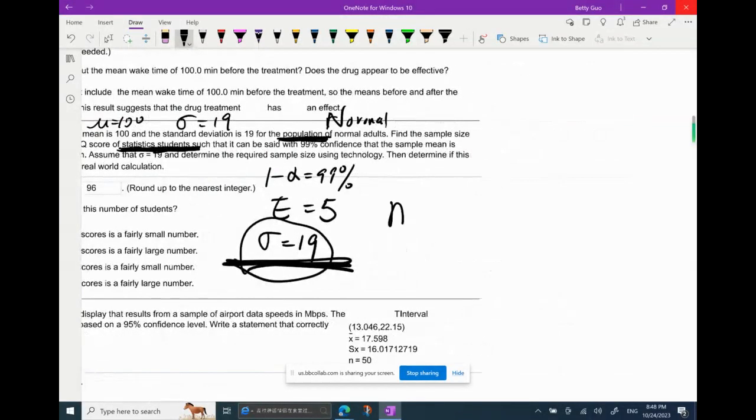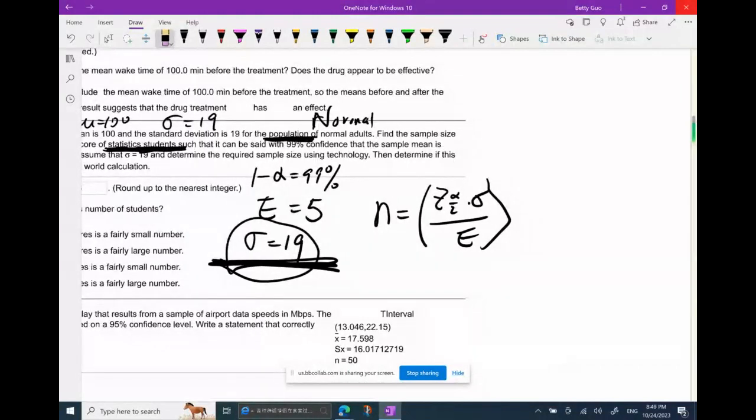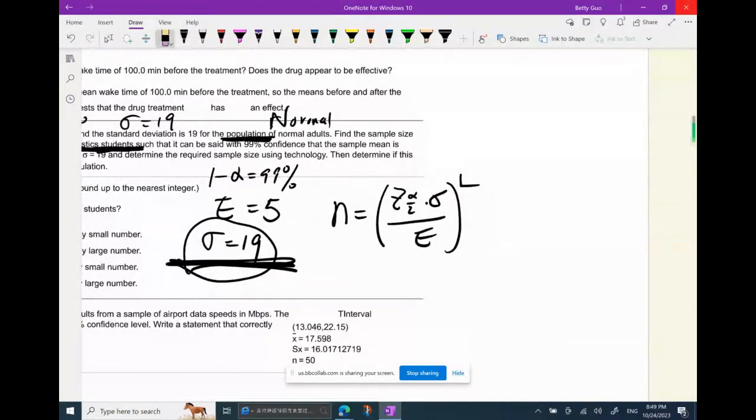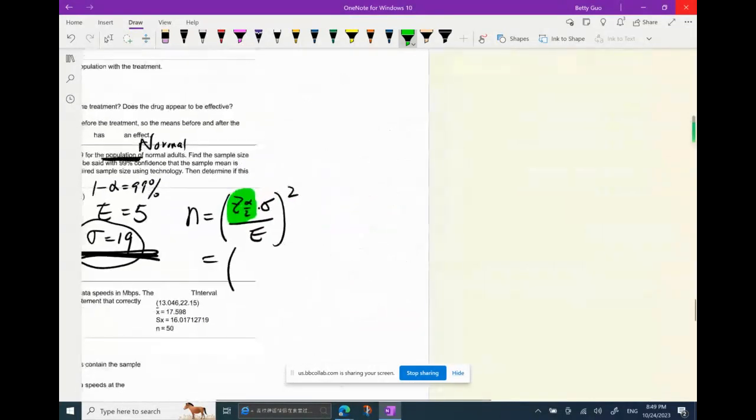I use the formula n equals z alpha over 2 times sigma over E, and then to the power 2. Let's see what we need to enter in this formula. I do not remember we have a technology for that. You would have to enter the values. Use a calculator. Okay, so firstly, we have to take care of z alpha over 2. Let's do it together here.